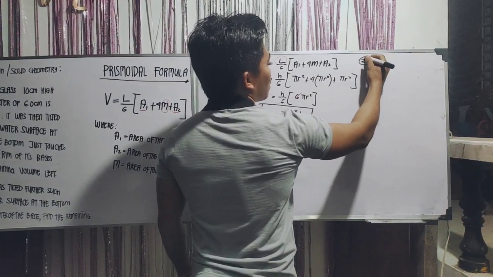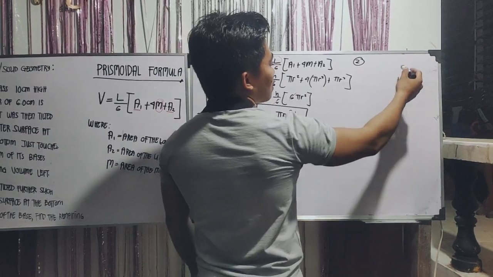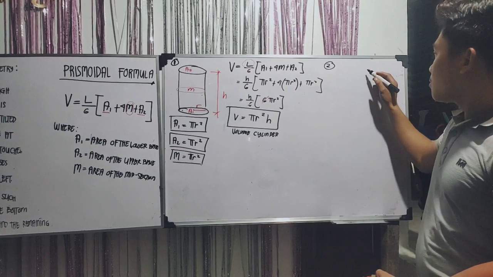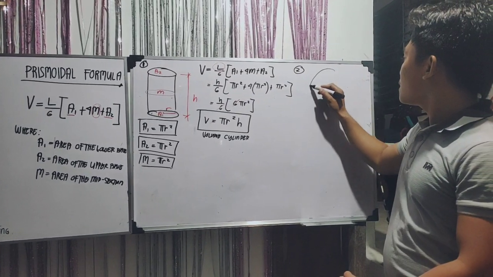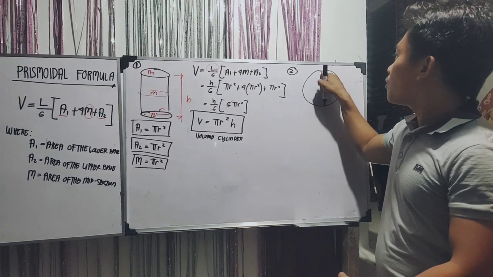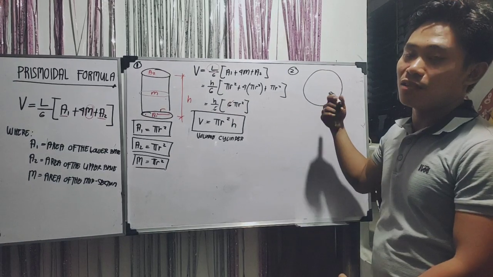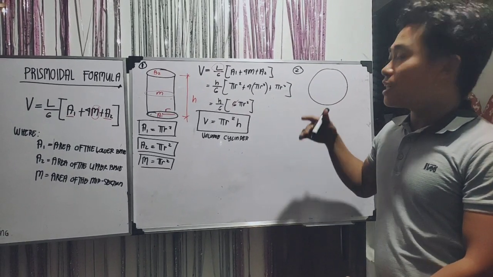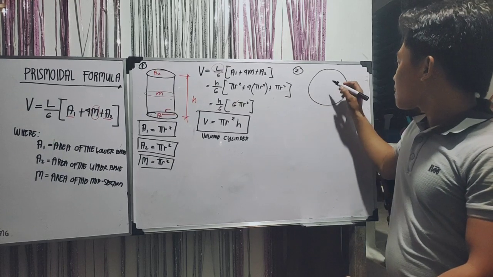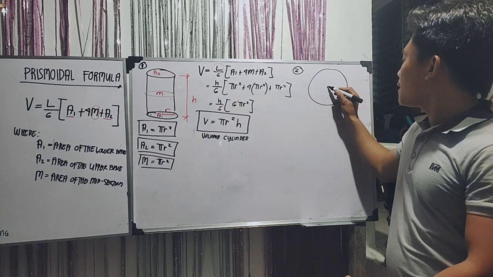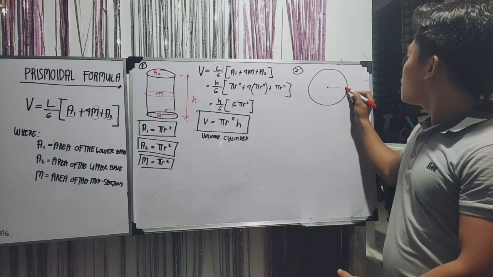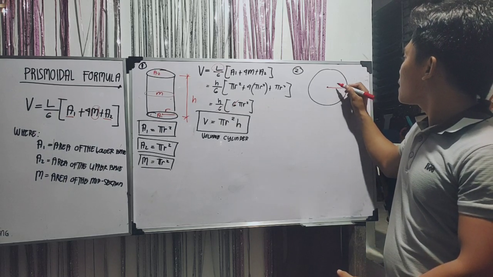I also have a solid, okay, na bilog, okay? Kumbaga spherical. Let's say I have a ball, okay? Ball actually is a sphere. So, let's say assume natin na hindi natin alam yung volume ng sphere. So, of course, yung sphere na yan ay may radius. Okay? Radius, gawin kong big letter R.